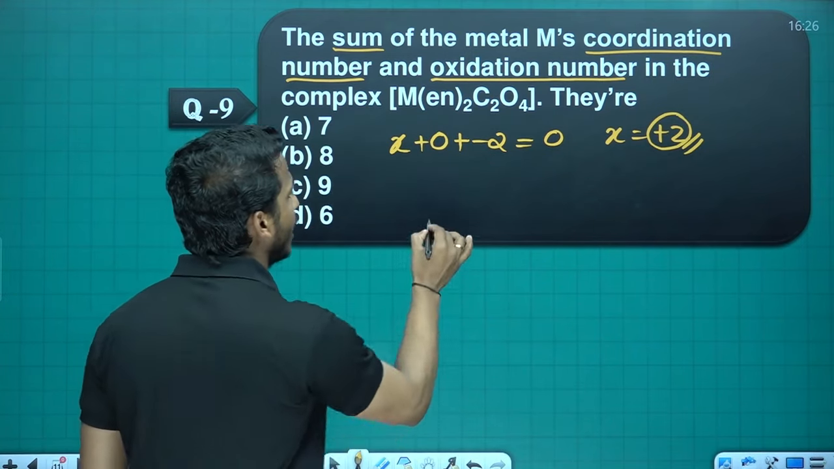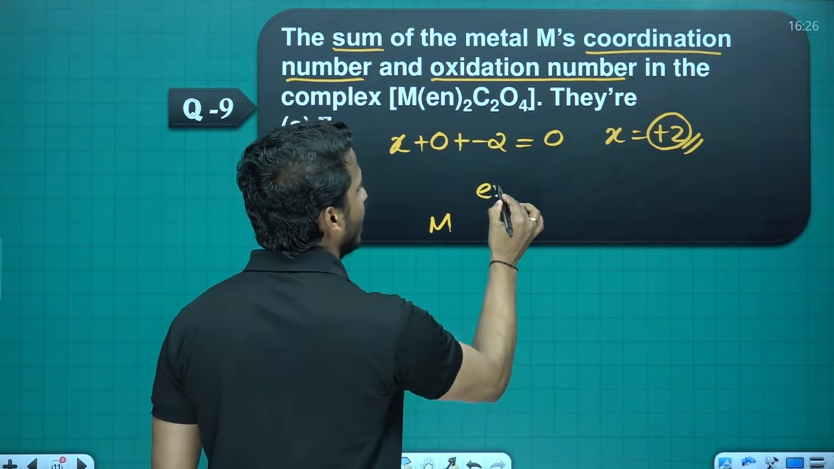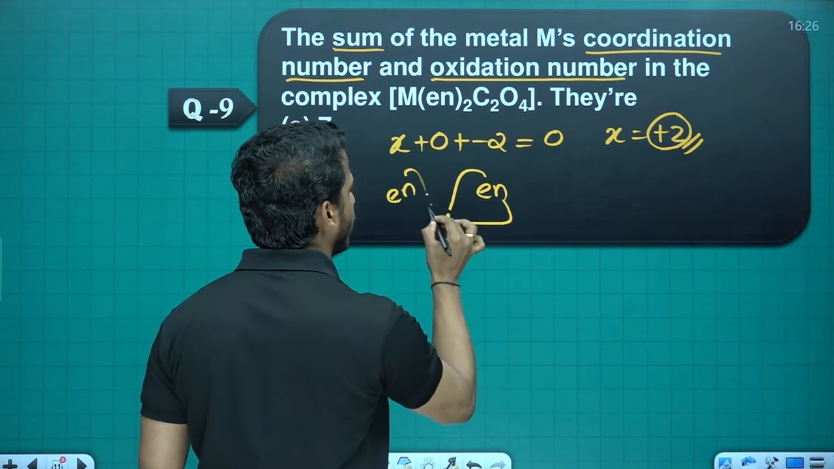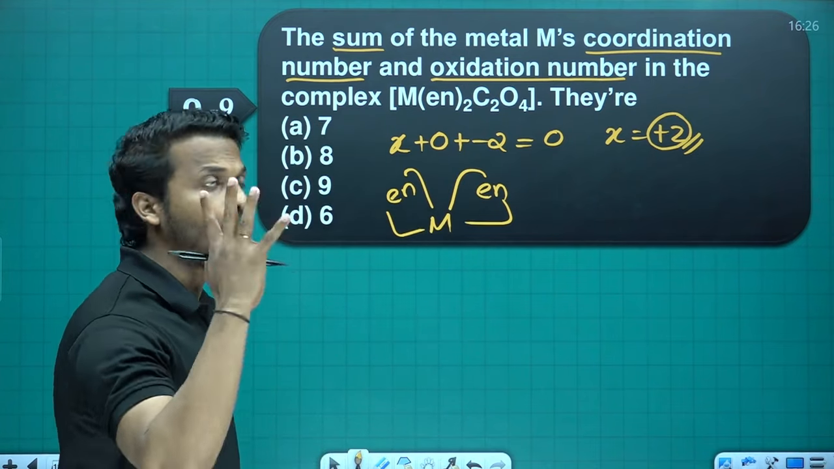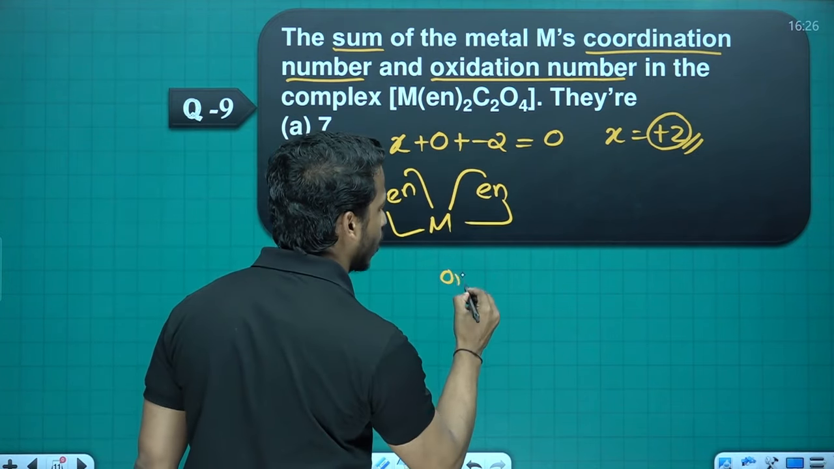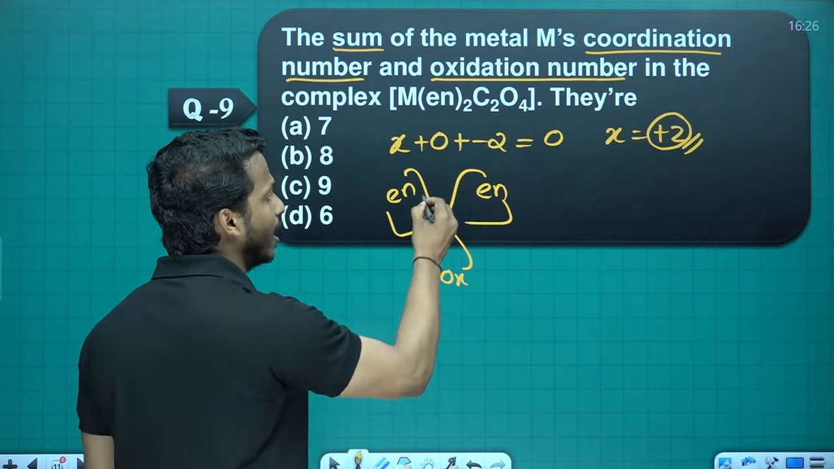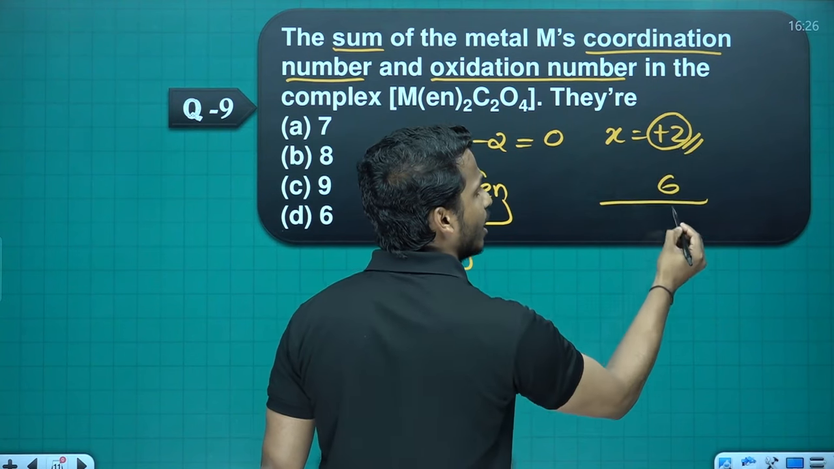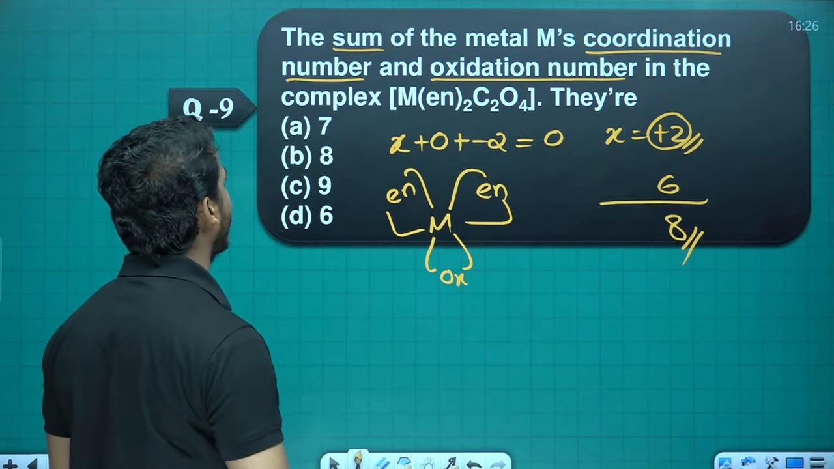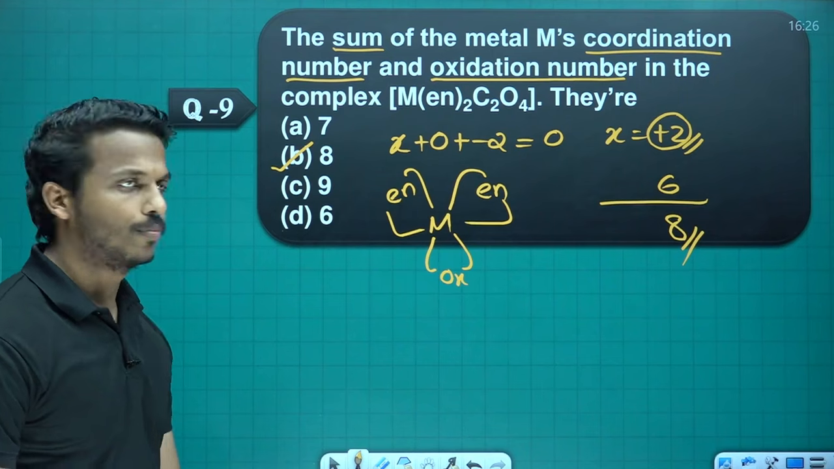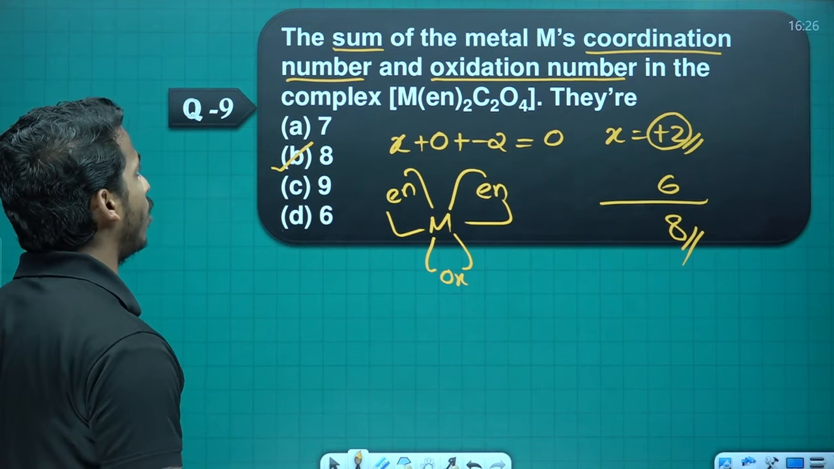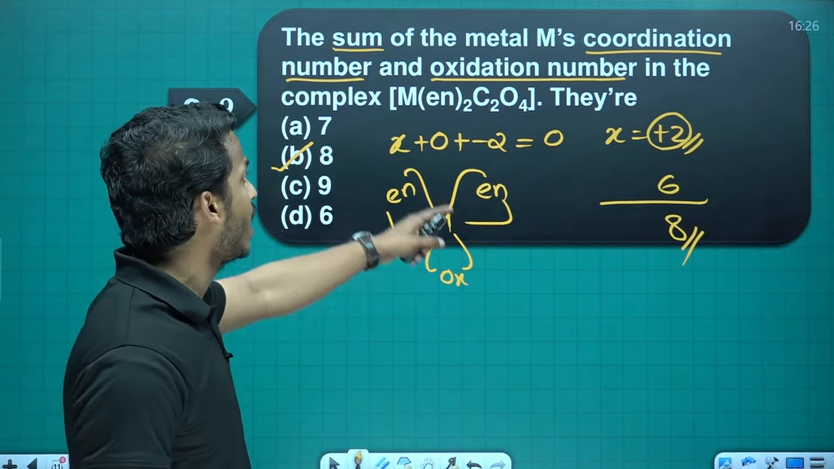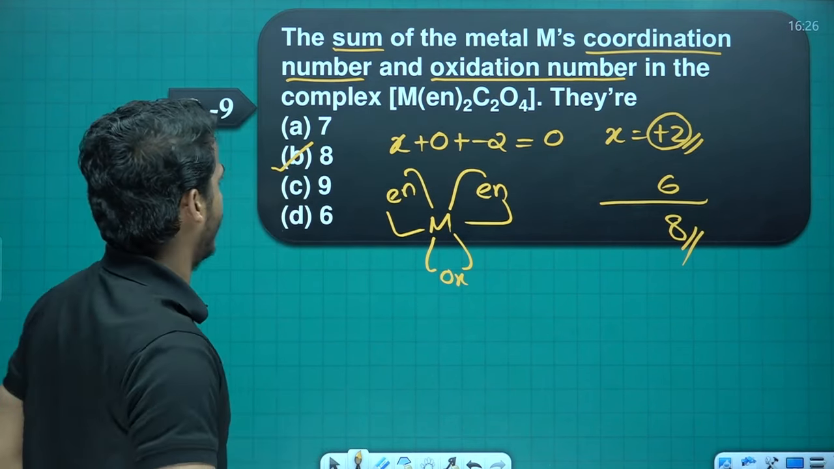Let us calculate the coordination number. Metal is there. En twice. En is a bidentate ligand. So 1 En provides 2 sigma bonds. So 2 En provide 4 sigma bonds. And C2O4 is our oxalate. That's also a bidentate ligand. Total 6 coordination number. So oxidation state 2, coordination number 6. Overall, what is the sum? We can write 8 is the total sum. So they're asking you the sum of the coordination number and oxidation number. Coordination number is 6 here and oxidation state is 2 here. Okay, dear all.